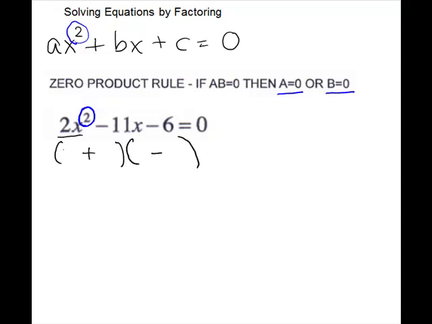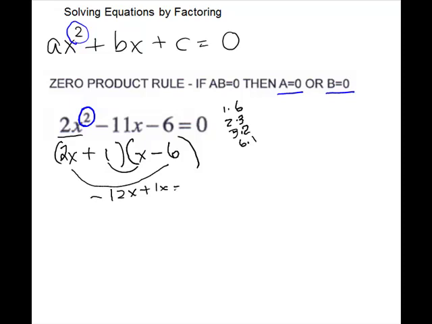The front, to get 2, I'm going to use 2 and 1, and I'll still split the x's. And our choices at the end, we can do 1 and 6, 2 and 3, 3 and 2, or 6 and 1. We have to try until we get the right choice. And I'm going to go ahead and just put the right choice in so I don't take a lot of time with the factoring. Right, double check. Minus 12x plus 1x is minus 11x. So I have it factored correctly.